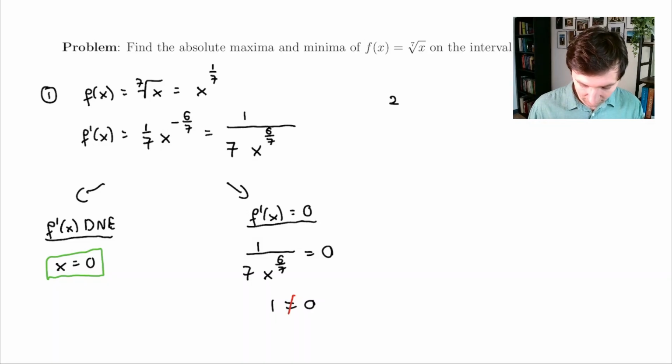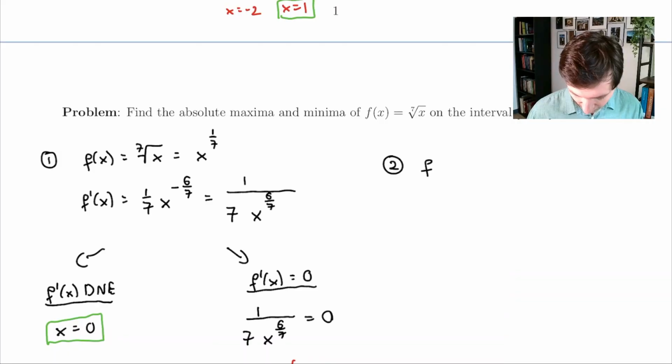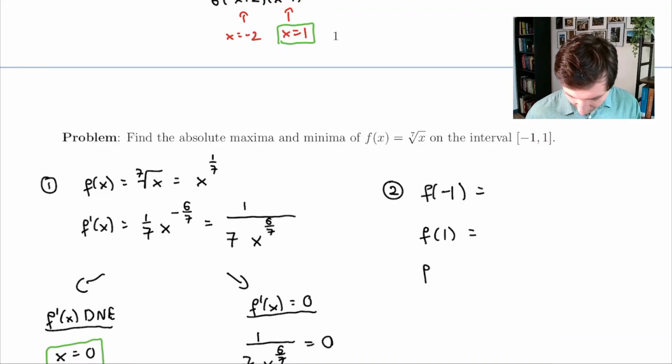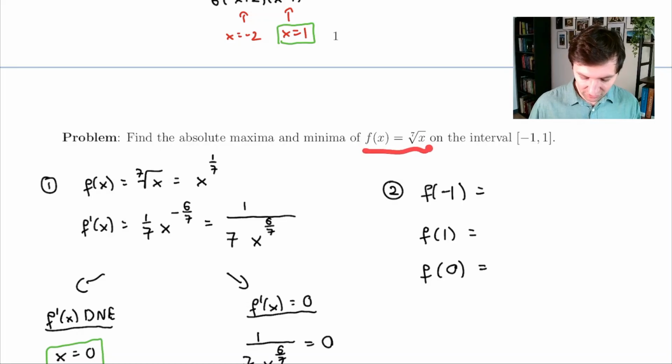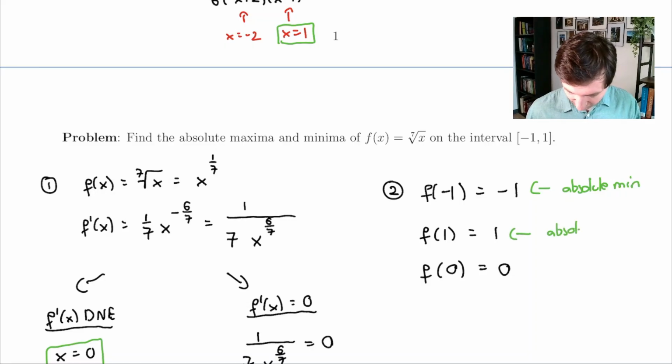Now, I follow the second step of the closed interval method. I evaluate my function at the endpoints of the interval. The interval was from negative 1 to 1, so I evaluated at negative 1, I evaluated at 1, and I evaluated at the found critical number. When I plug in negative 1 to my original function, 7th root of negative 1 is negative 1. 7th root of 1 is 1. And 7th root of 0 is 0. Negative 1 is the smallest number, which means this is your absolute minimum. 1 is the largest number, which means this is the absolute maximum.